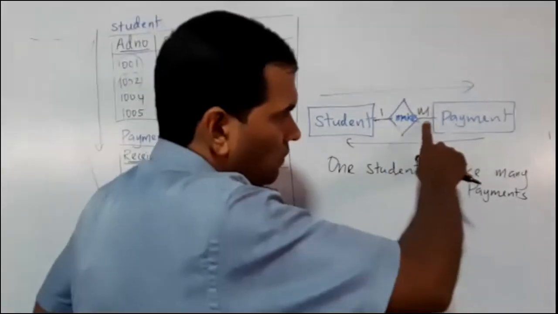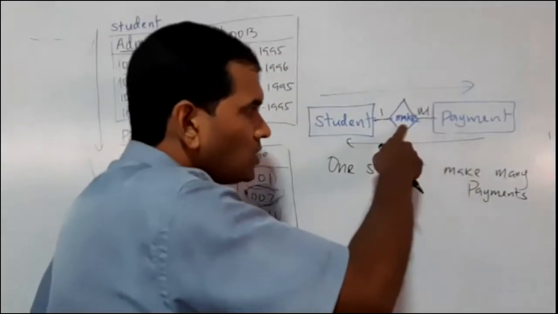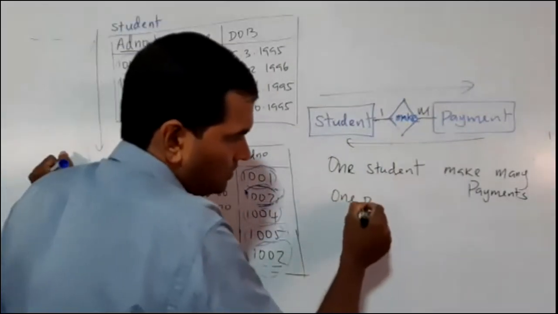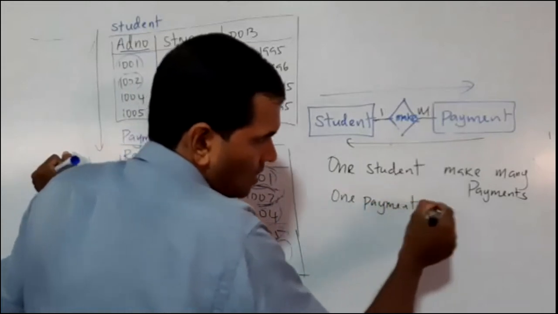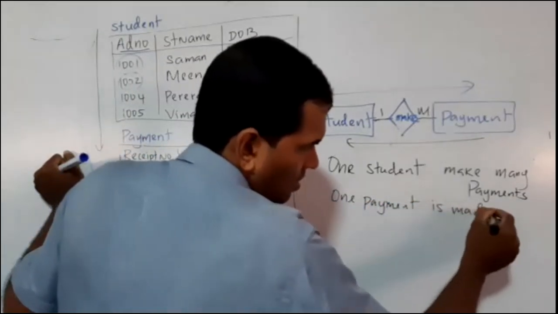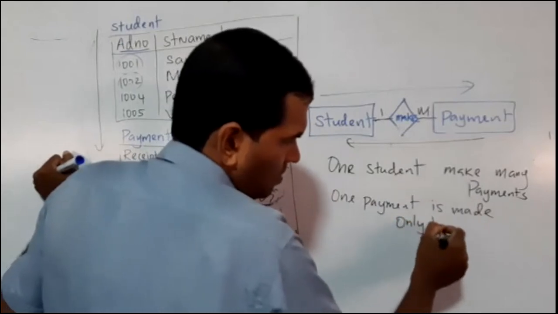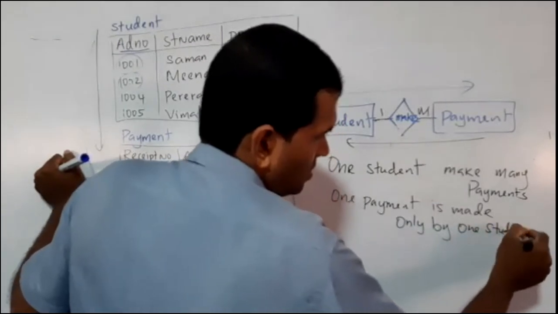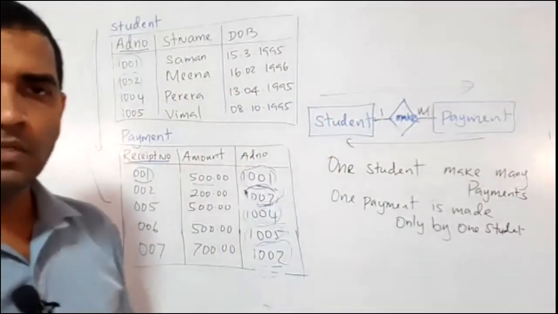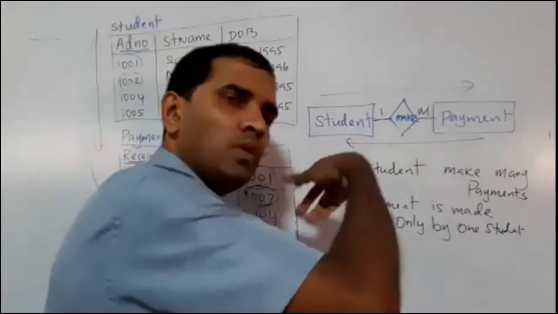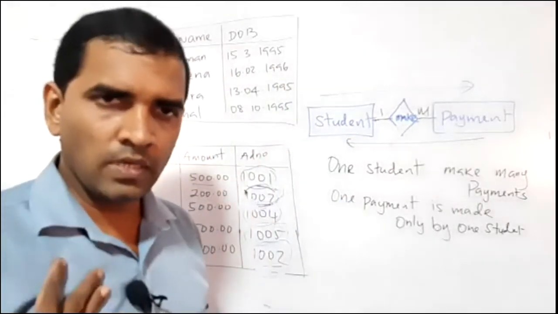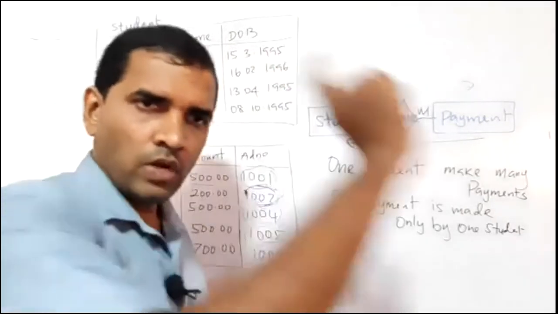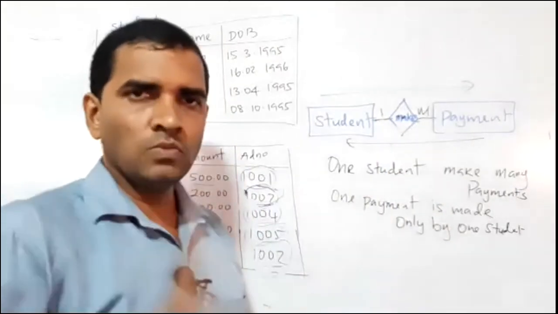So here, actually, one payment is made by only one student. This is the idea. One student can make many payments, that is okay. If I am a student, I can make many payments, 2 payments, 3 payments. But for a payment, there should be only one student.